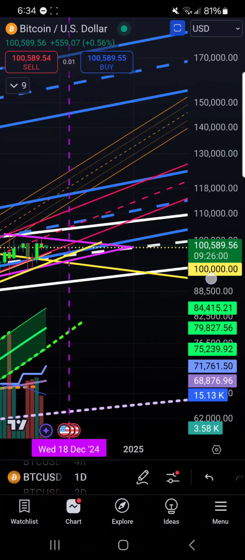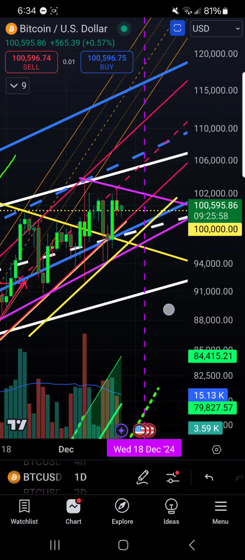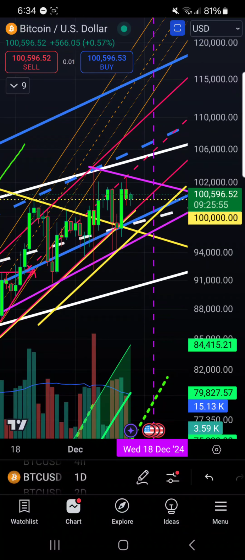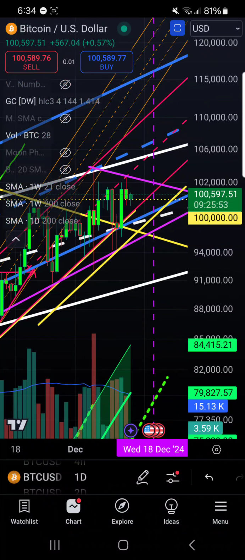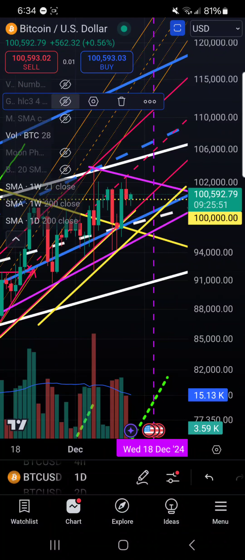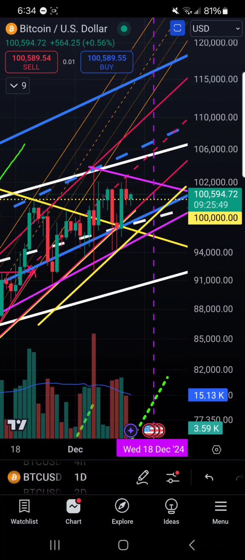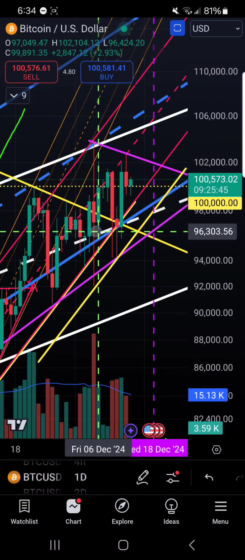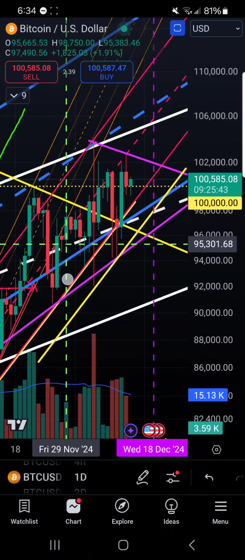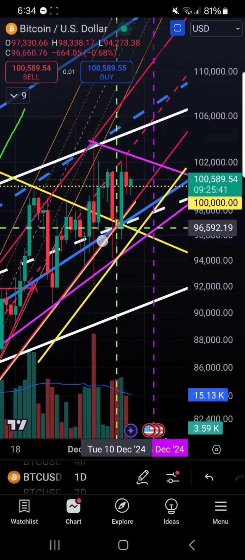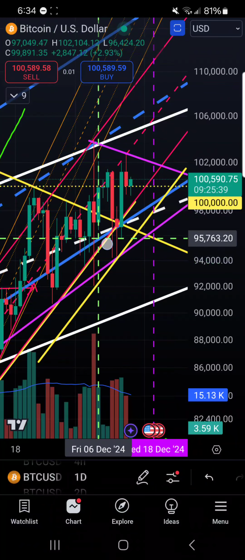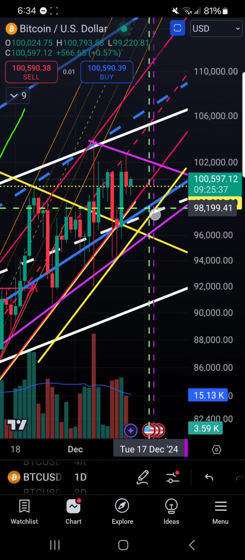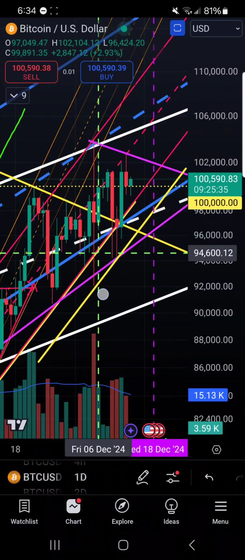And you can see that pretty cleanly. Let me turn the Gaussian channel off because I've talked about what I want to talk about with that. I mean, you can just see how we're hitting. Obviously, the center line of this channel is acting as support on a daily time frame.